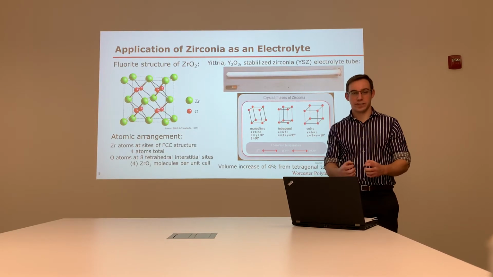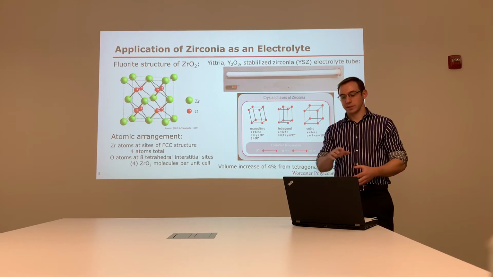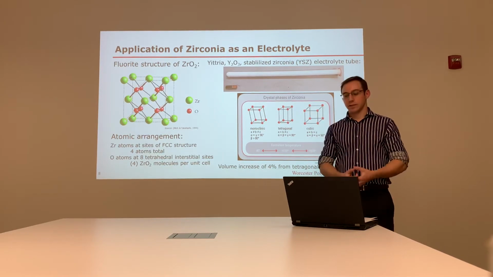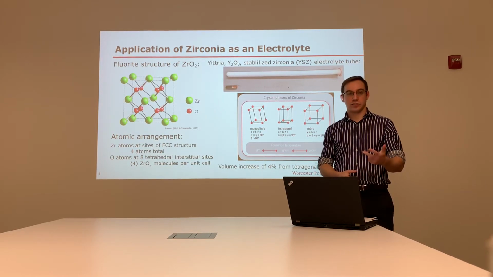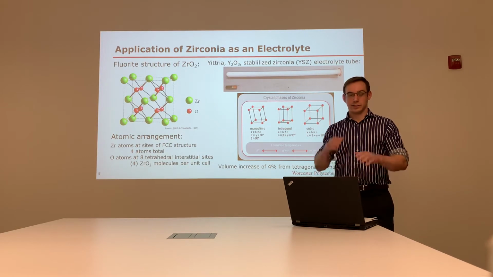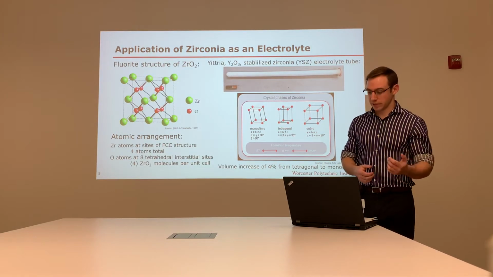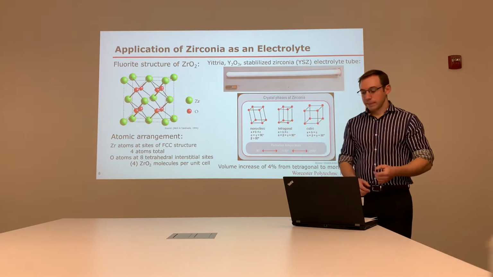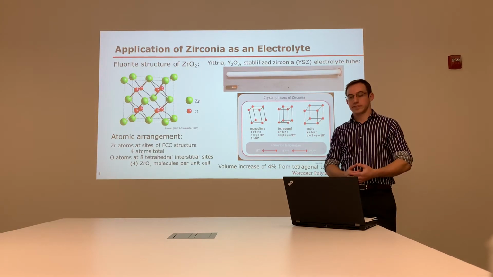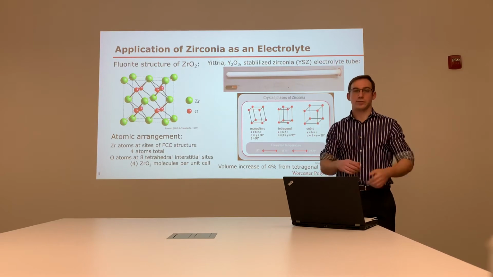structure as temperature changes. Pure zirconia has three main structures: monoclinic, tetragonal, and cubic. And as temperature varies, these phases can change. So at room temperature, it's monoclinic. At around 1200 Celsius, it transforms to tetragonal, and then around 2400 Celsius, it transforms to cubic.